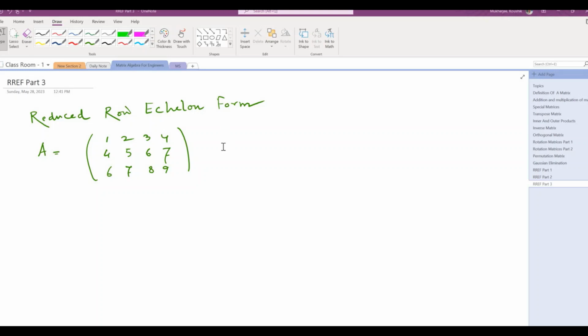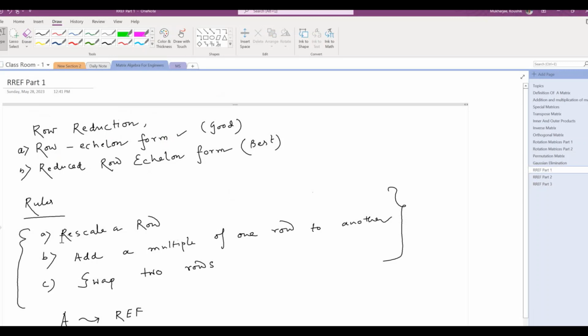So let's start with one example. Suppose we have a matrix like this, and if you have already been following my class, you know that we can do this kind of operation: either rescale, add a multiple of one row to another, and like this.